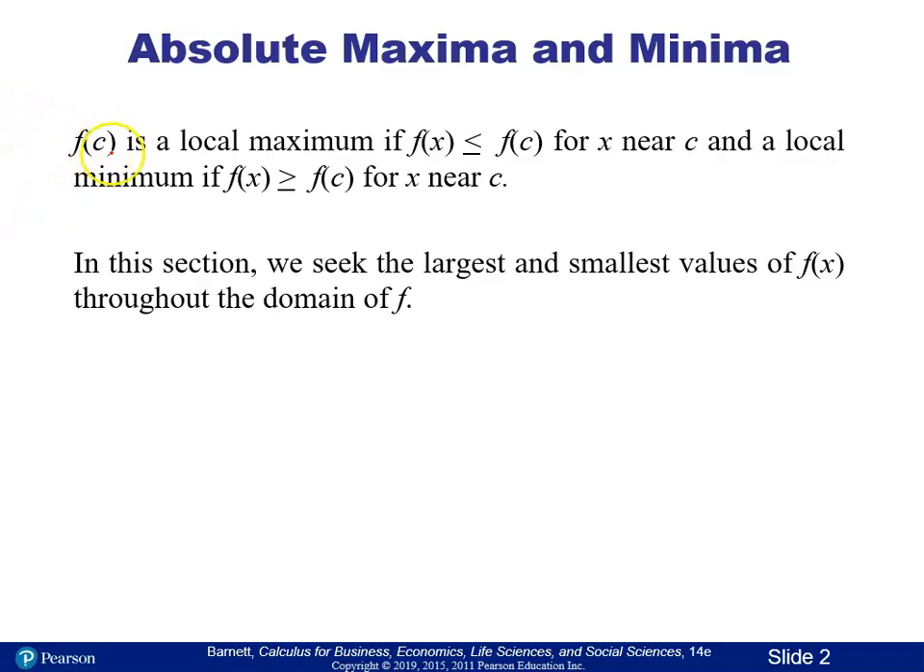F of c is a local maximum if f of x is less than or equal to f of c for x near c, and a local minimum if f of x is greater than or equal to f of c for x near c. So it's relative to that local area around there. But like I said, we're going to look at these largest and smallest values within the domain to be our absolute maximums and minimums.